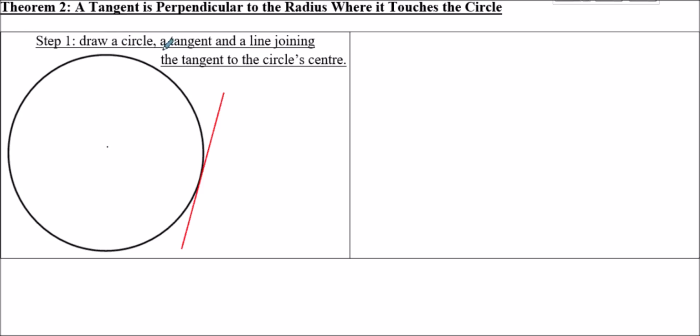Let's have a look at the second theorem. A tangent is perpendicular to the radius where it touches the circle. So, first of all, draw a circle, a tangent, and a line joining the tangent to the circle's centre. So you've got this on your worksheet. First thing we need to do is to draw a radius which is touching this tangent, like so.